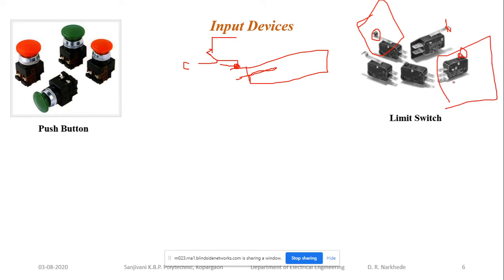या लिमिट स्विच मध्ये काय होतं, when you are going to press the door, this particular thing is going to be pressed, and when this is going to be pressed, it will open the contact and it will disconnect the circuit. Okay, or it will close the contact and it will connect the circuit. Okay, so based on whether you are connected to the NO terminal or you are connected to the NC terminal.